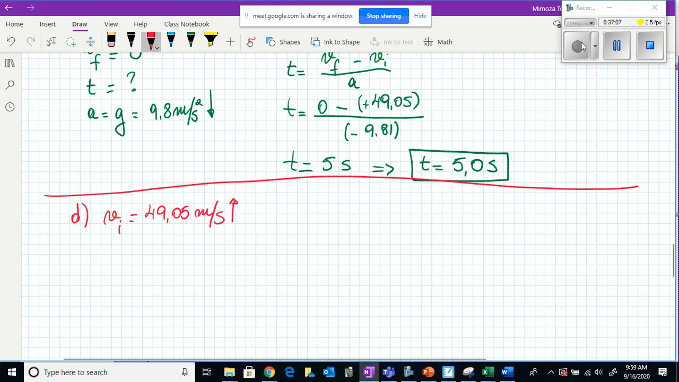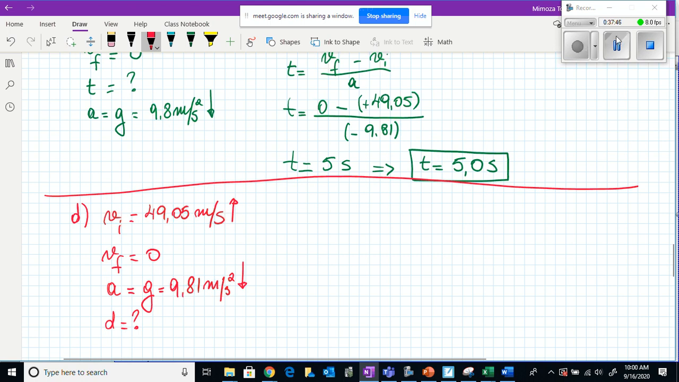Okay. At the maximum, V final will be equal to 0. Acceleration will be equal to the acceleration due to gravity, which is 9.81 meters per second squared going down. And what we are looking for is displacement. Well, let's use the same strategy as we have used even before. What is that formula that relates V final, V initial, acceleration, and displacement on the chat, please?